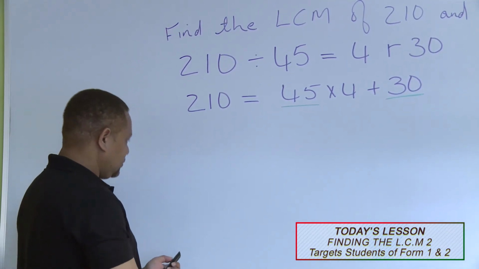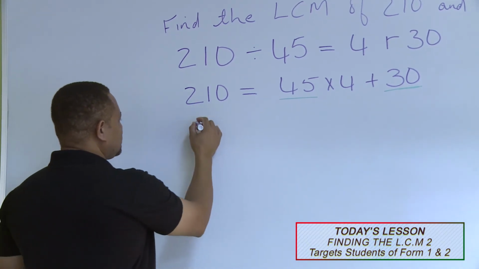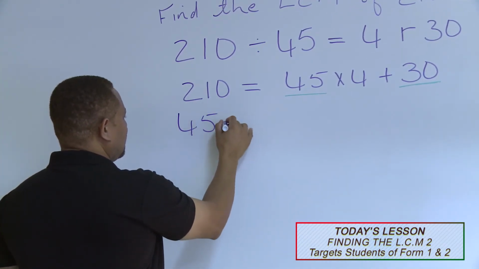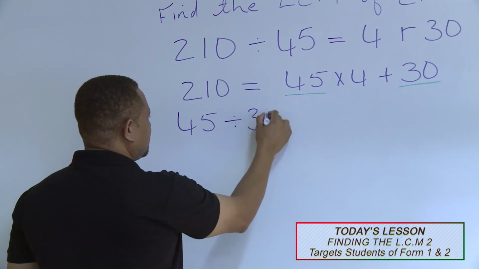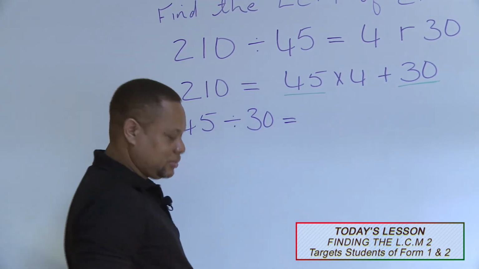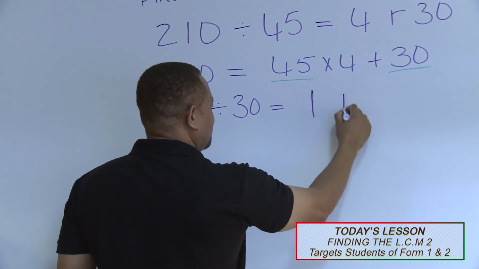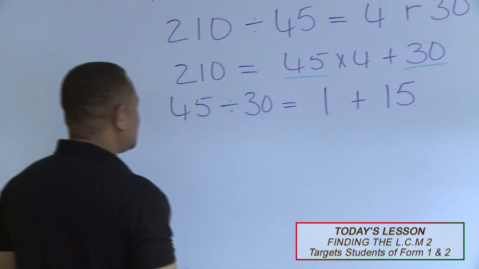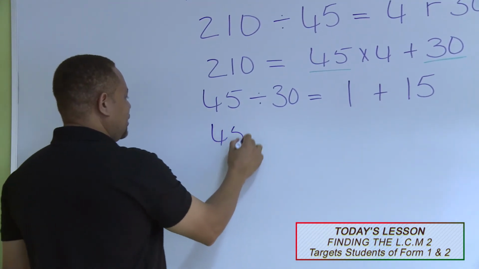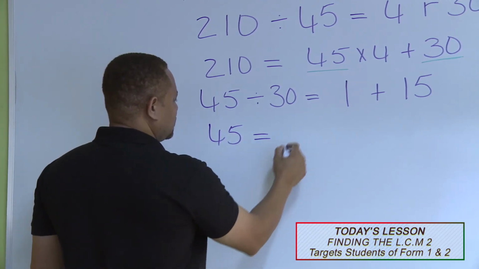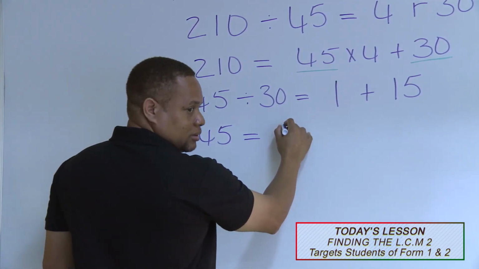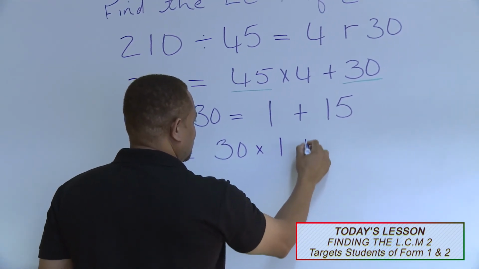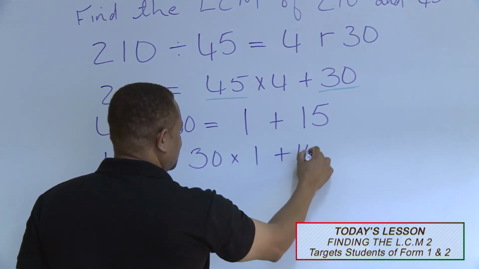So what does that mean? We are now going to say 45 divided by 30, and that would be equal to 1 plus a remainder of 15. So we can now write this as 45 is equal to 30 times 1 plus 15.